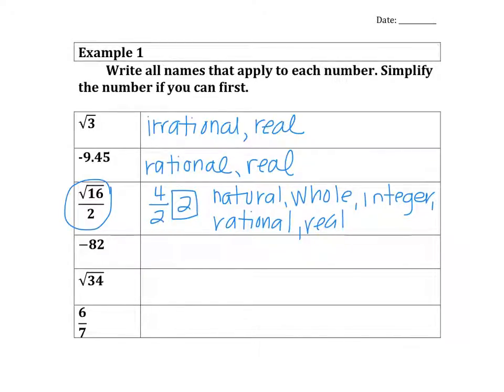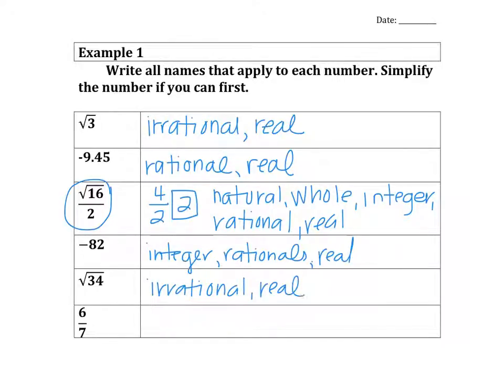Negative 82. So there's no decimal, but it's negative. So that makes it an integer. It belongs to the family of the rationals, and it's real. Square root of 34. 34 is not a perfect square, so we don't know the square root of it. It's going to be a non-terminating decimal, which makes it irrational, and then also belongs to the reals. 6/7, a fraction, so I know that falls in the rational numbers, which would also make it real.